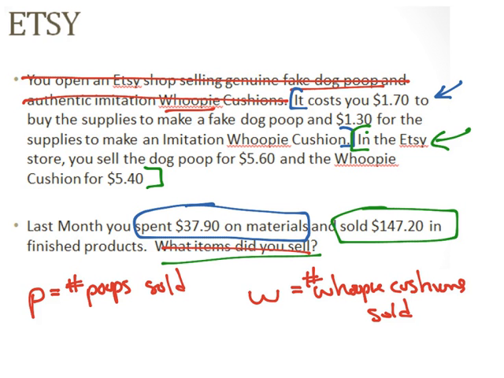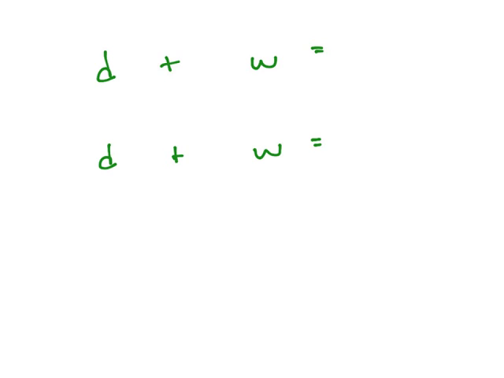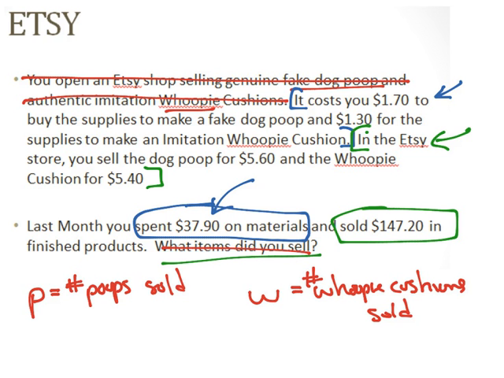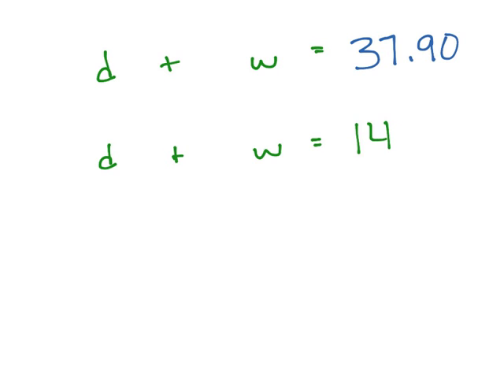From the word problem, we know that we sold a certain number of dog poops and a certain number of whoopee cushions in both situations. In the first one, we're looking at how much it cost us to make them. We saw in the first problem that we spent $37.90 on materials, so we'll put that in. We saw in the second problem, where we're selling them, that we made a grand total of $147.20. So we'll add that in.